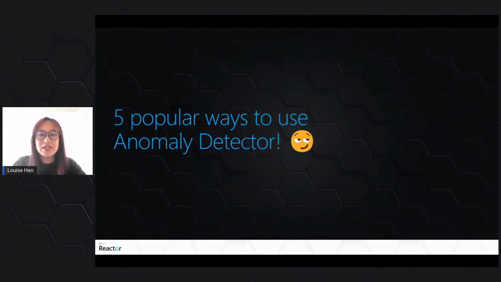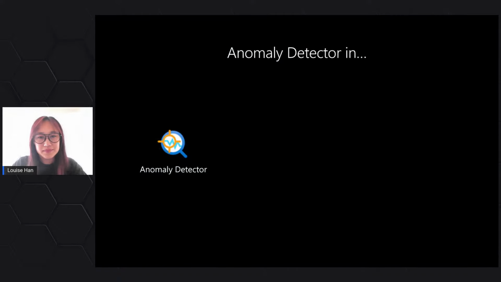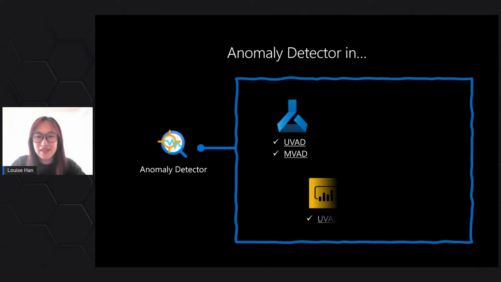So let's come to the topic today. After you know a lot of knowledge and information about our service, let me tell you 5 popular ways to use an anomaly detector. The 5 popular ways indicate that we can use 5 popular tools or applications in Microsoft to use anomaly detection, instead of you just building on your own notebook or other places. So the 5 popular ways are this.